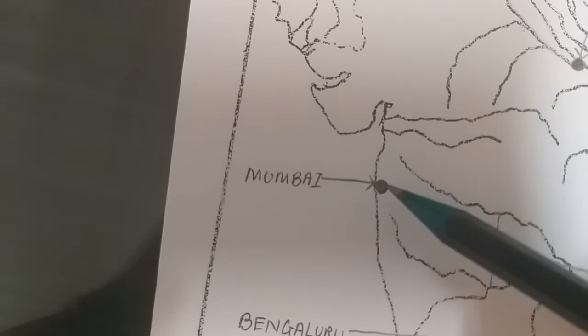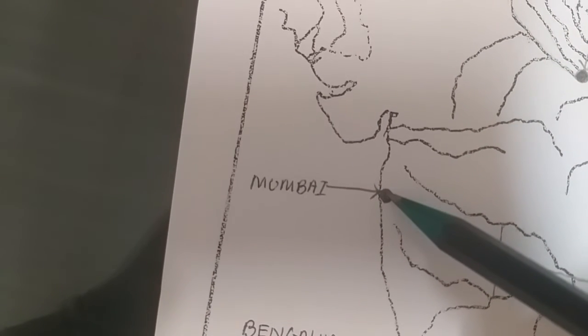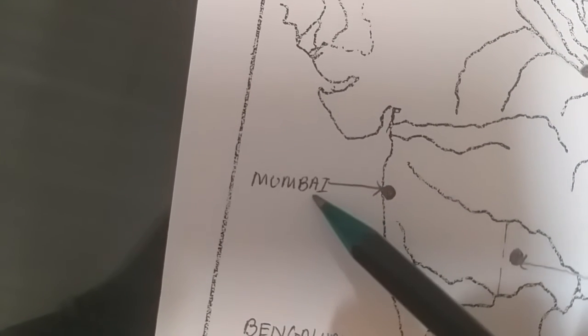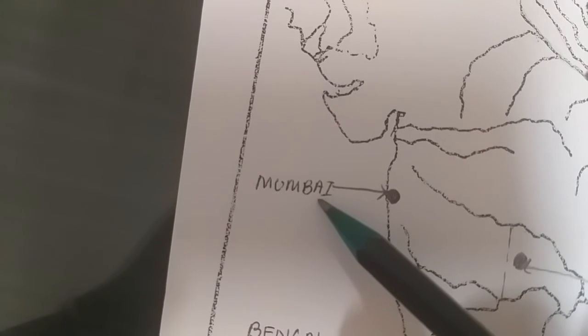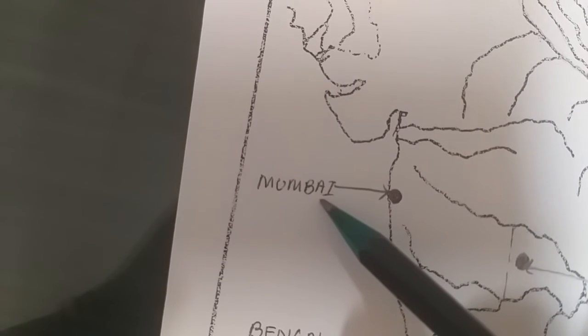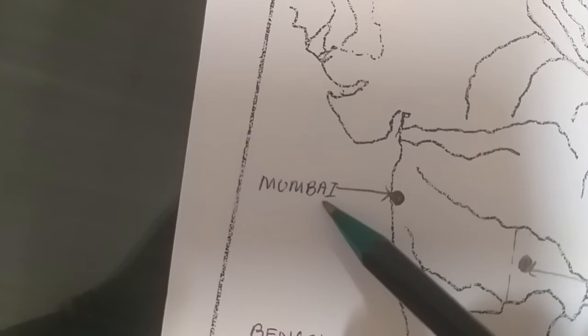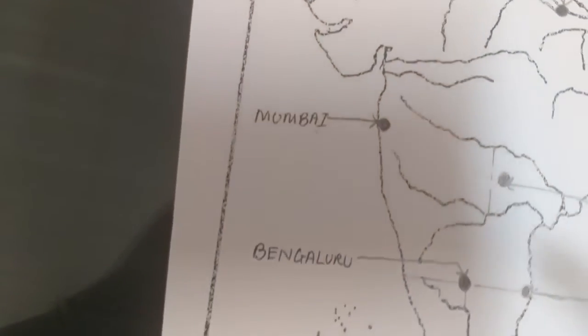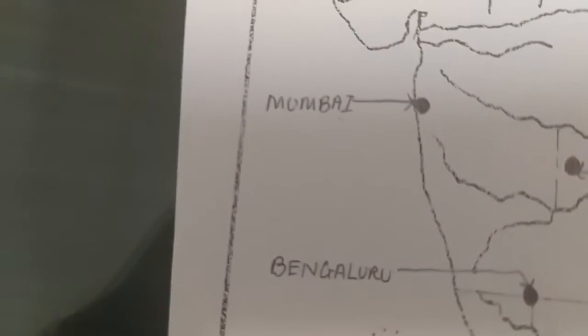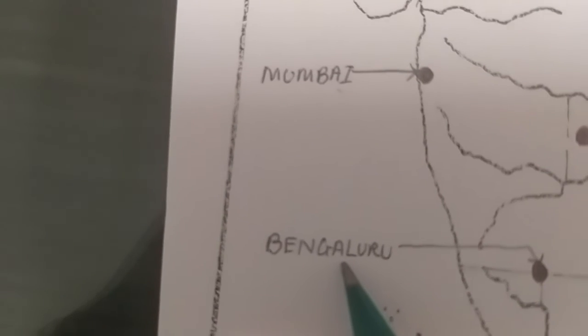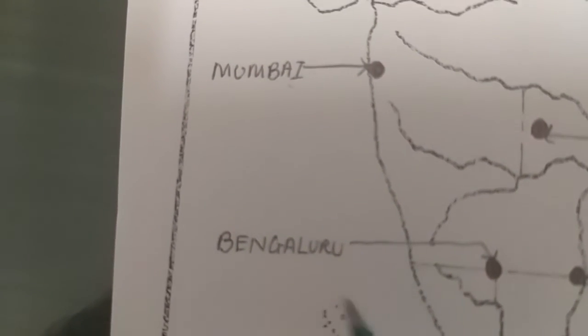Mumbai, the clue is the black color point. Again a circle should connect the coast and you have to mark the city Mumbai, the commercial capital of India. Mumbai is called the commercial capital of India. Then let's go to Bangalore, the IT capital of India. Bangalore is the IT capital of India.